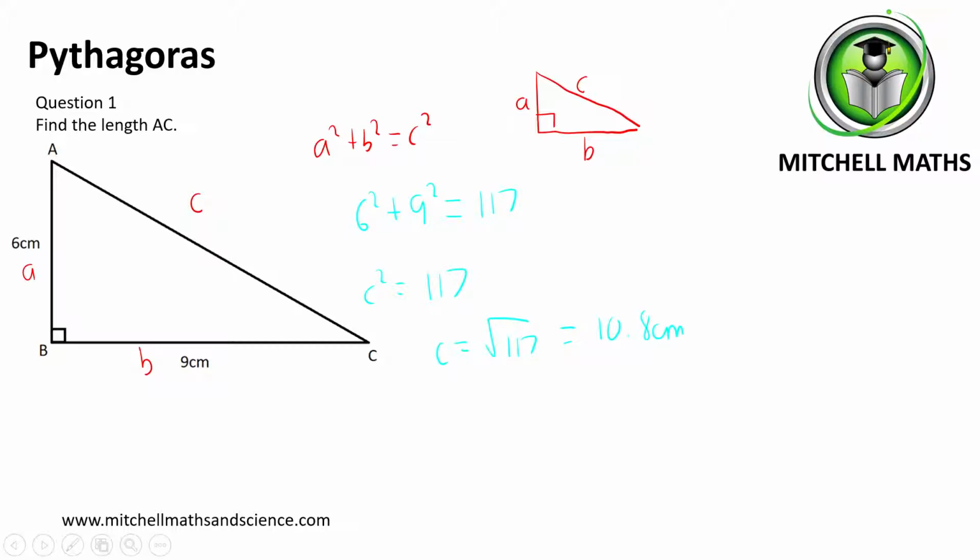Always write down the sides first, so label your sides A, B, C, and then put the numbers into the formula.